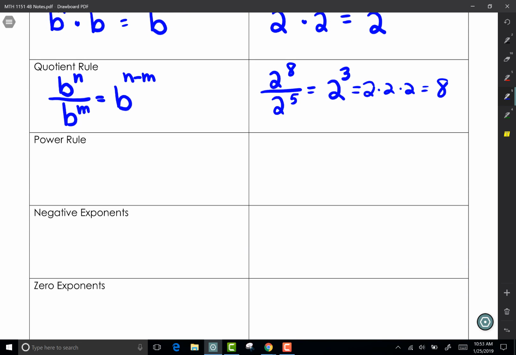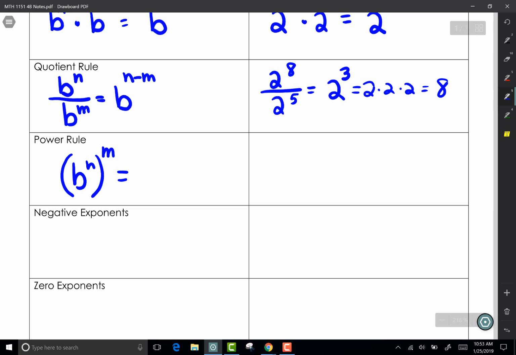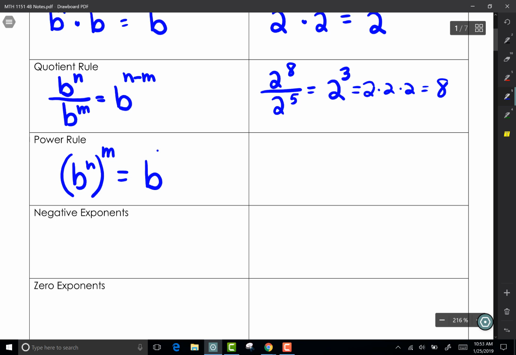The power rule is when you raise an exponent to a power. So for example, if I have b to the power of n, and I want to raise that whole thing to the power of m, what I do is I multiply my exponents. So my base stays the same, but I multiply n times m. So for example, if I had 2 to the 3rd, and I want to raise that to the 5th power, my base stays the same, and I multiply 3 and 5, so I get 15.